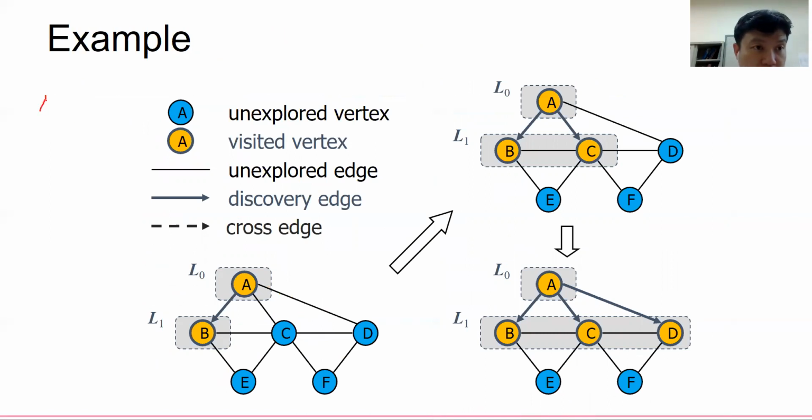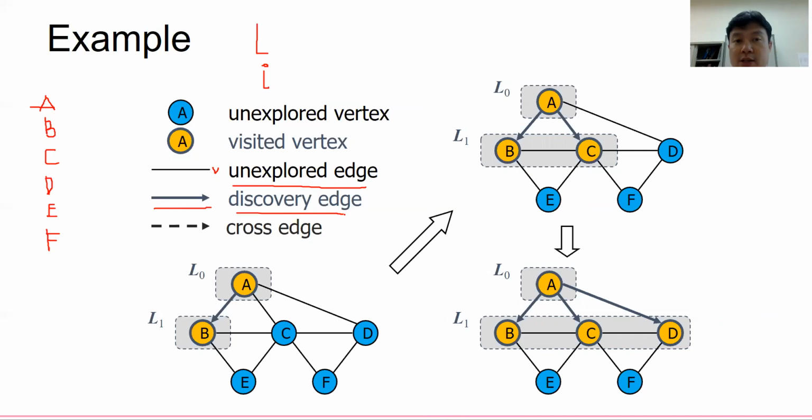I will have the A, and then I will have the B. I will have C, D, and then I will have E. I will have F, and then I will have L, and then I will have I. In this example, the line without any arrow means unexplored edge. A line with the arrow refers to discovery edge. A line with the dash line means cross edge.